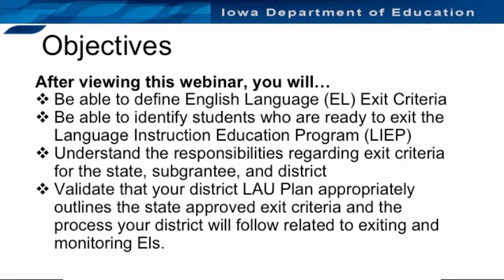The objectives for this webinar are to be able to identify English language exit criteria, be able to identify students who are ready to exit the Language Instruction Education Program, also known as LIEP, understand the responsibilities regarding exit criteria for the state, subgrantee, and district, and validate that your district LAU plan appropriately outlines the state-approved exit criteria and the process that your district will follow related to exiting and monitoring ELs.